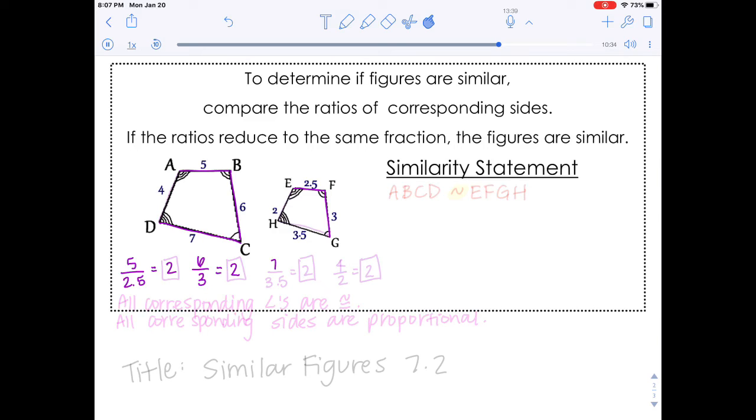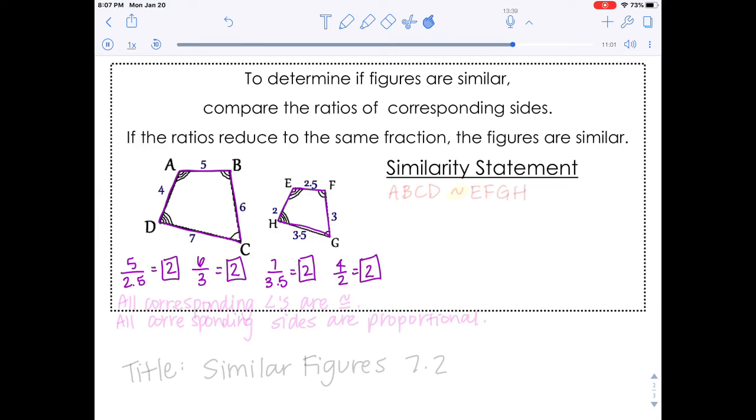Now, you could have done it the other way and done smaller shape over larger shape, and you would have gotten 1/2 for all of those. That's fine. It doesn't matter which way you do it if you're just trying to tell if they're similar. You just have to make sure you do it the same for each set of sides. So with this scale factor of 2, that means to go from small shape to large, we'd multiply by 2, and to go from large shape to small, we would divide by 2.